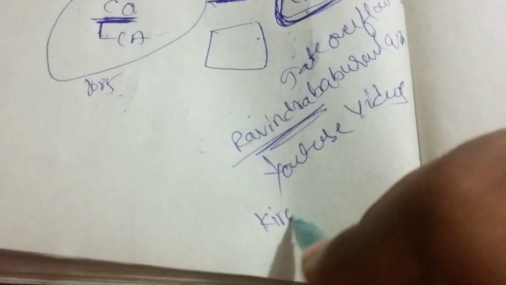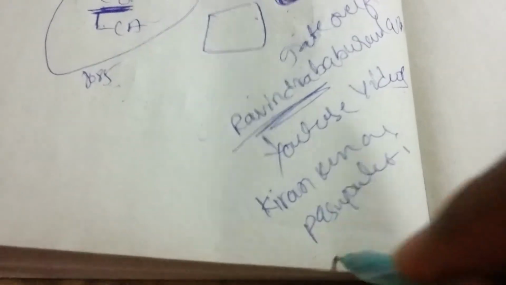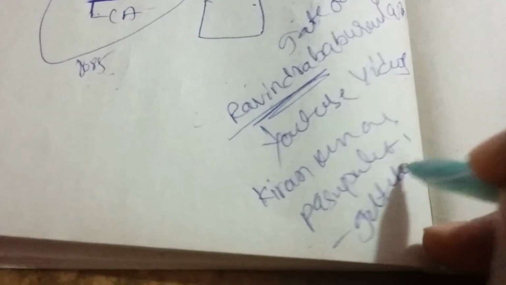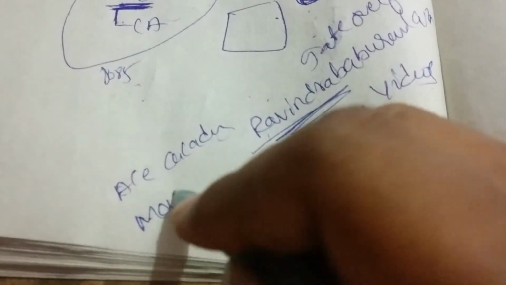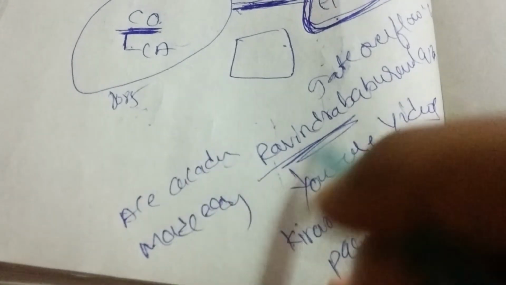And there is also another person with the name Kiran Kumar, with the name Gatebook. And AS Academy, coaching centers like Made Easy. These I find pretty good if you are targeting GATE.